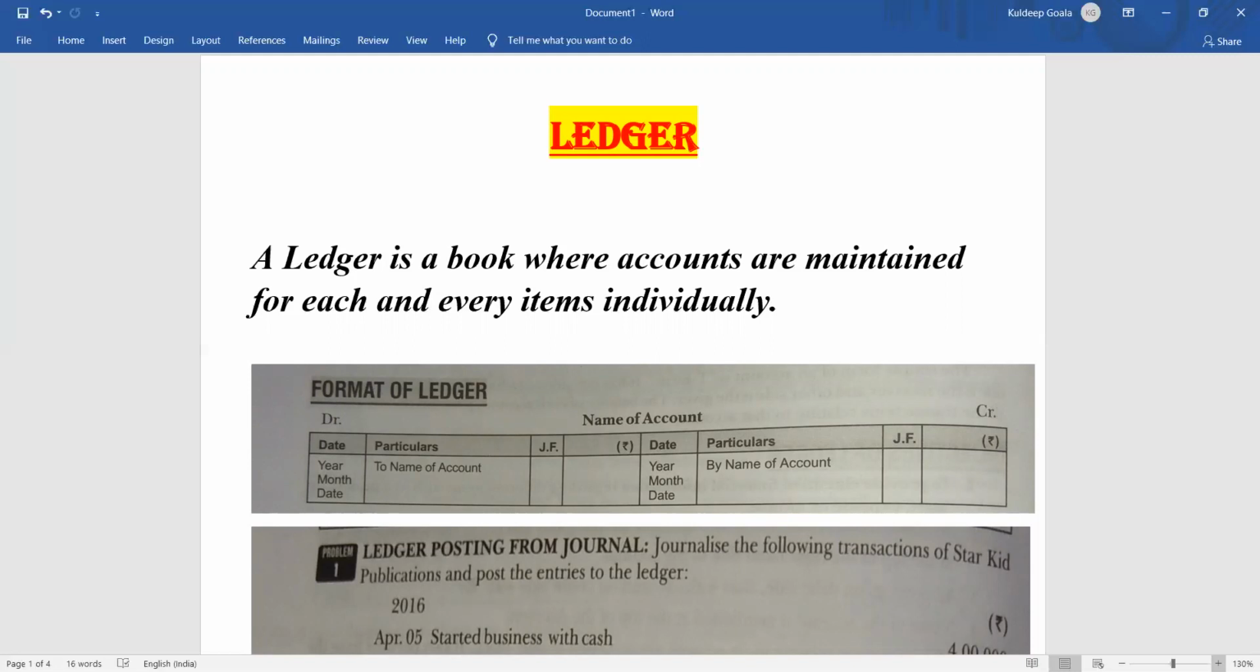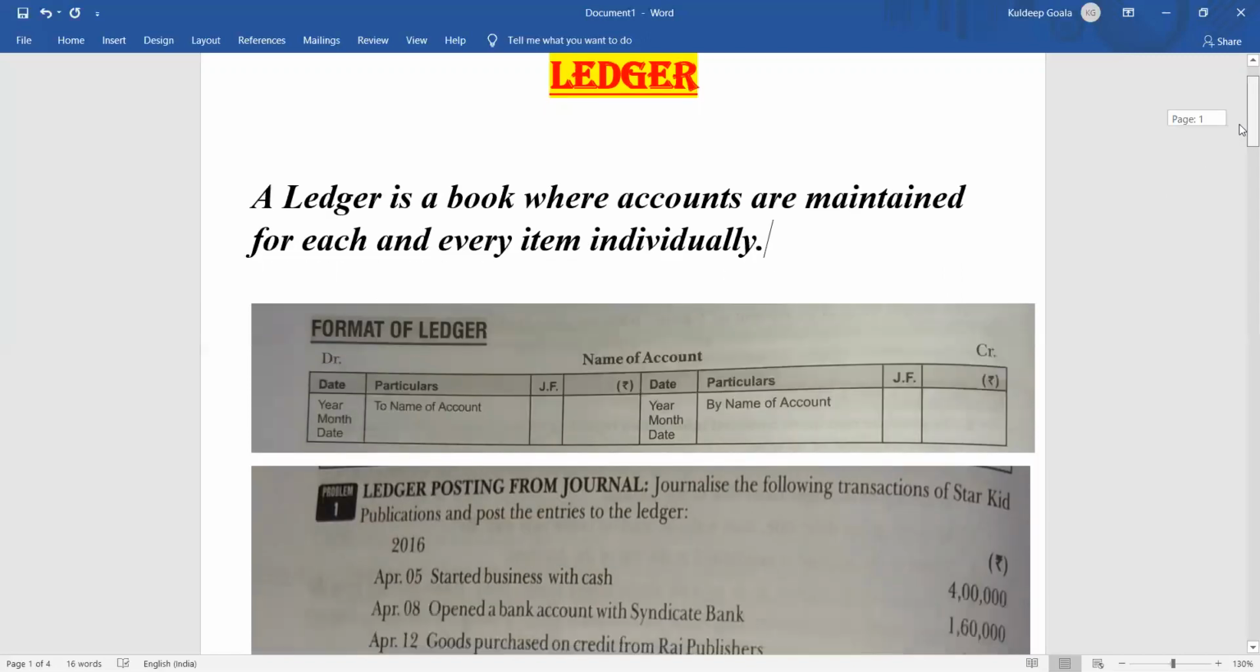Okay, ledger is a book where accounts are maintained for each and every item. Each and every item is maintained individually. हर item को हम लोग अलग अलग से उसका हिसाब करेंगे. Okay, clear? Now let's come to the format. Rest of the things like what is the advantage, features and all, you just read, see it. That is very simple. So let's come to the format of ledger.